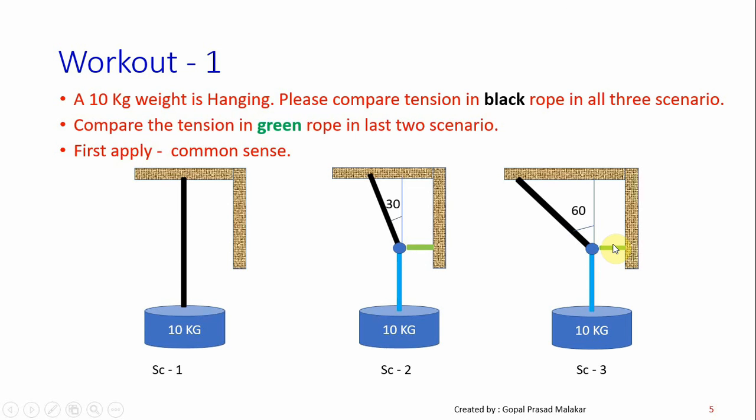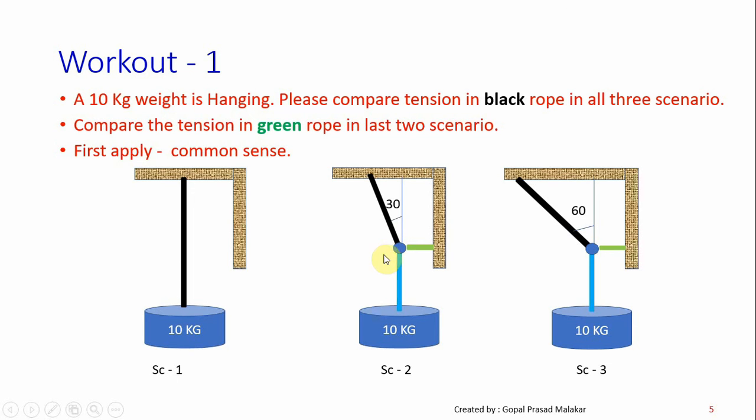Here you have the green rope. First of all, apply common sense. If it is hanging like this and you have to pull it a little bit, you will require a little force. But if you have to bring it to a little more angle, you naturally know that you will have to apply a little more force. And if the wire was hanging here, and you try to bring it too close to this wall, then instead of pulling it till here, if you try to pull it till here, you will obviously require more effort.